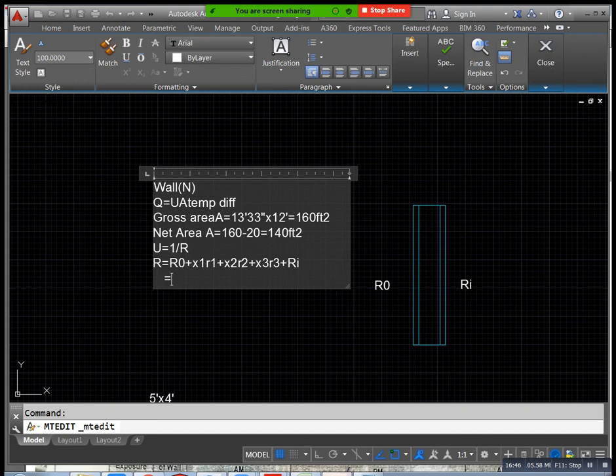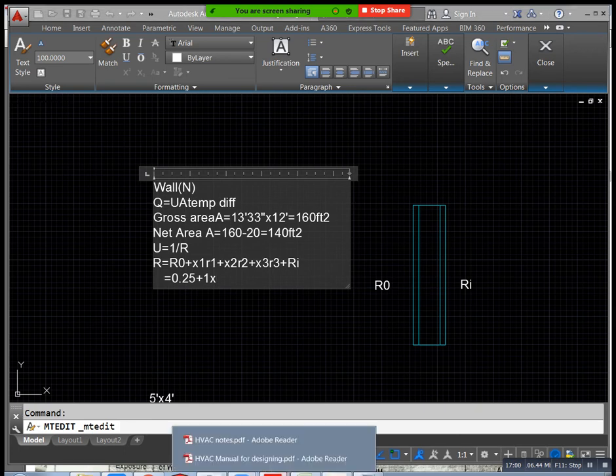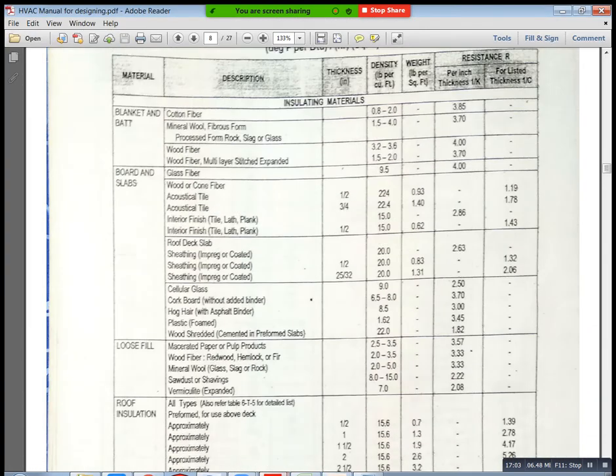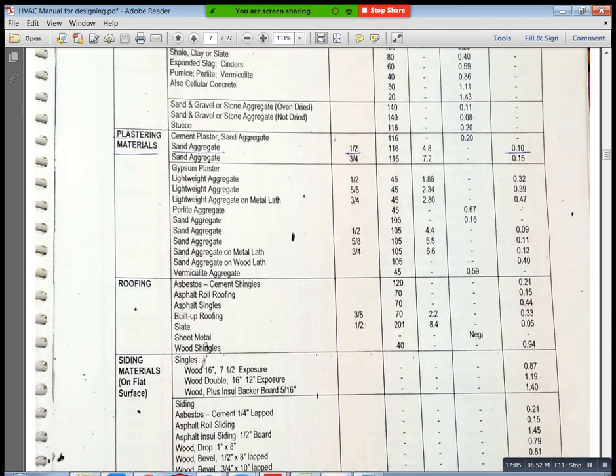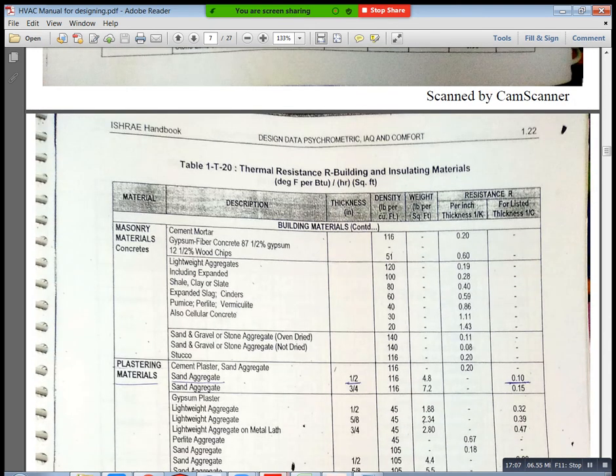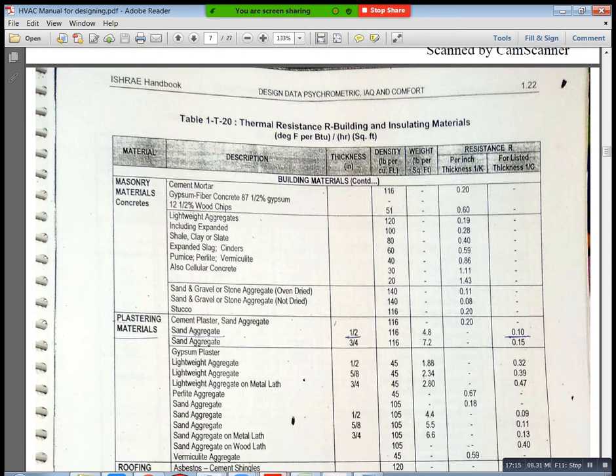Now you can see here we have the thermal resistance of building materials, building insulating materials. Here we have plastering materials. Which type of plastering material are we using? Cement plaster, sand aggregate, gypsum, lightweight, perlite. Based on your requirement you can take. Presently I am using cement plaster or sand aggregate. How much is there? 0.01 is there. Sand aggregate 3/4 percentage, that condition 0.15 is there. If you are using cement plastering you can go with 0.2.